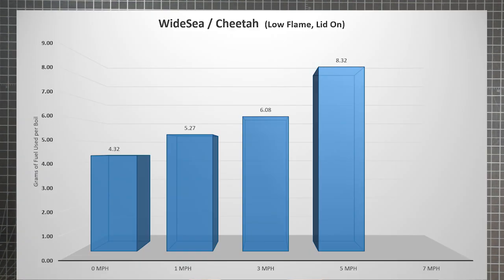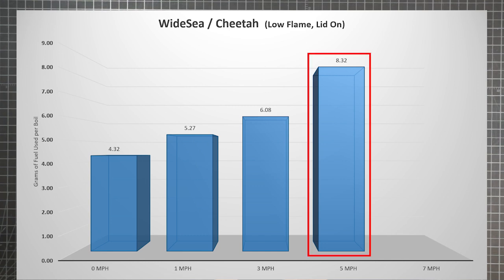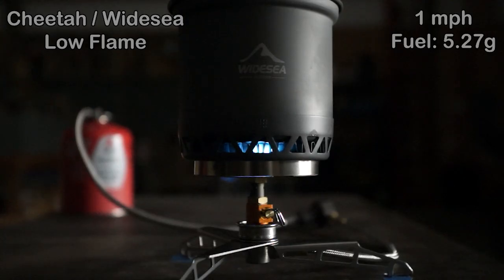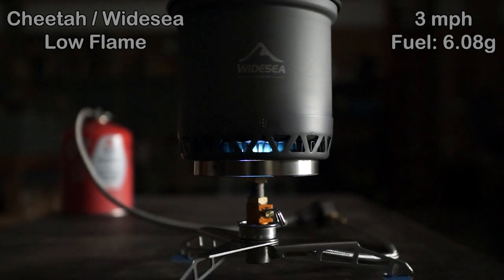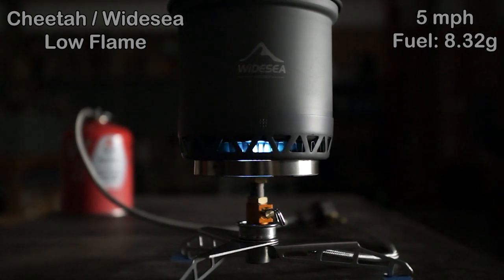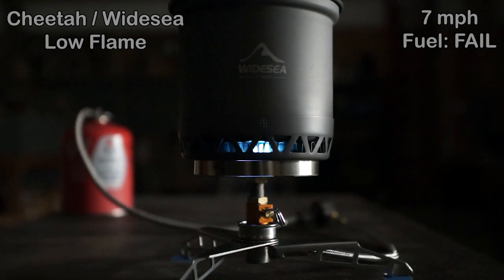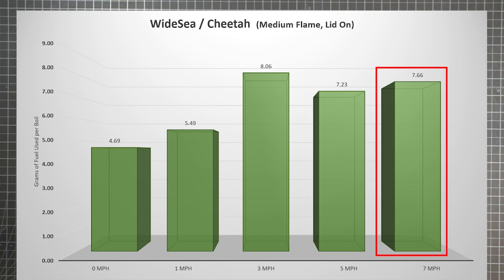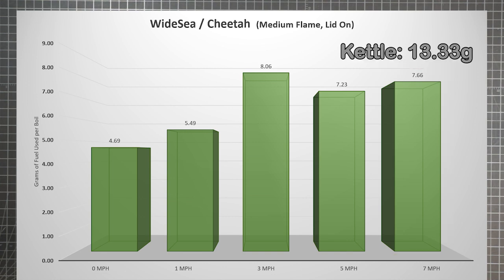So let's take a look at the Cheetah, which is explicitly marketed as a windscreen. And it gets you to 5 miles per hour even with the weakest flame. On medium, we finally have results all the way up to 7 miles per hour. In fact, the Cheetah is doing 7 miles per hour significantly better than the Kettle does 5 miles per hour.